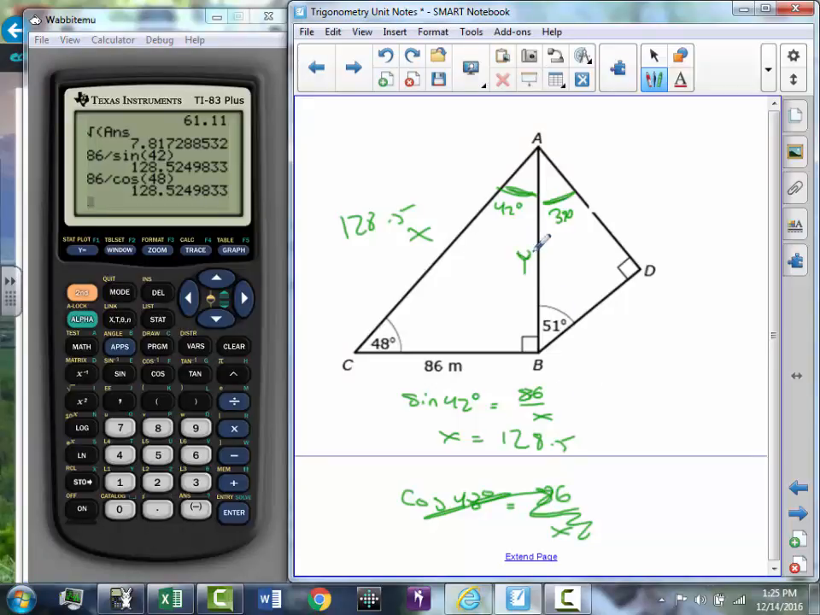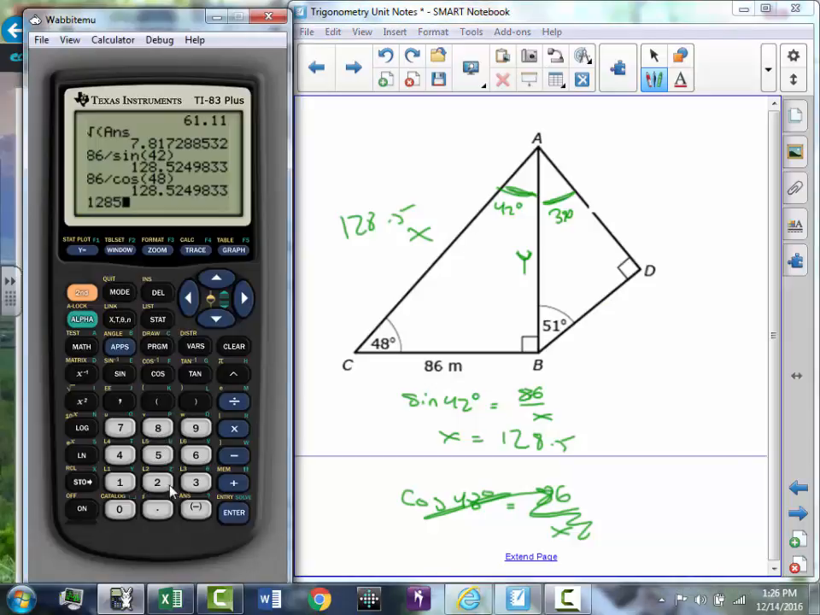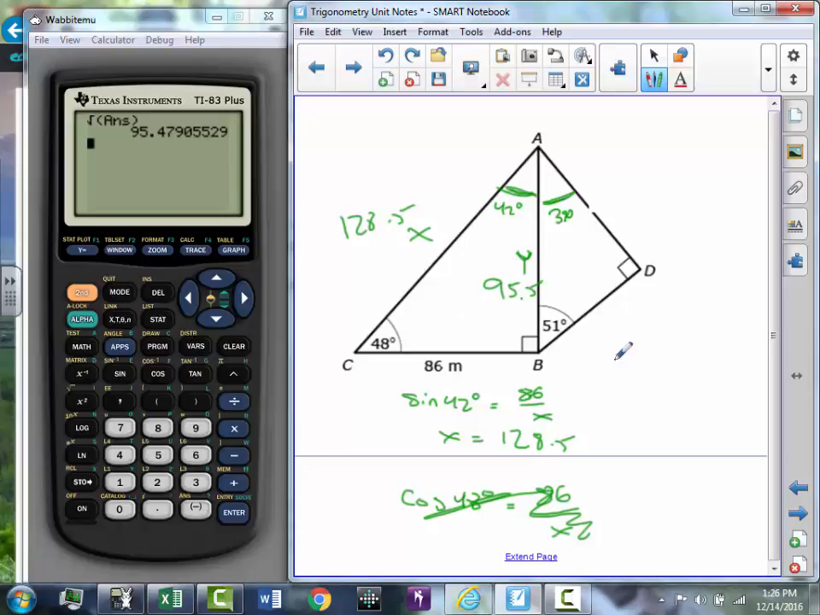Let's call this side over here y. Why don't I use Pythagoras' theorem this time around? That should work. To get y, if I did 128.5 squared minus 86 squared, and I square root it, that's all right. Square root the answer. Then this side over here is 95.5. It's not the only way I could have solved it, but it works.